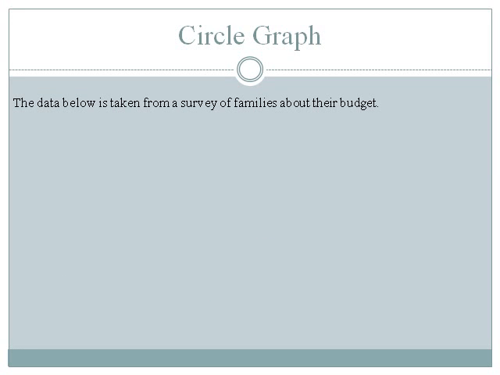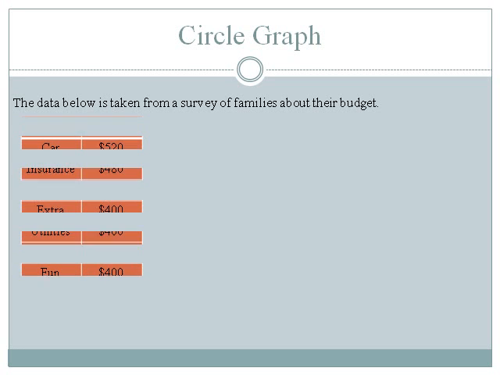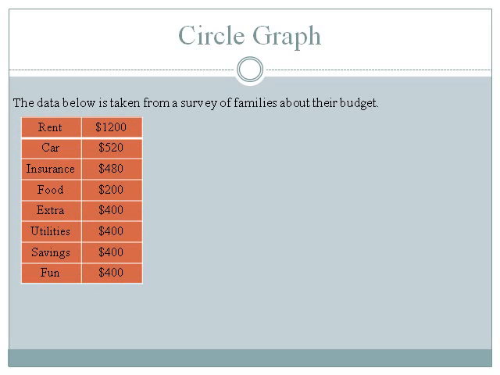We're going to look at another type of circle graph. This data is taken from a survey of families about their budget. There's going to be a few more pieces of data here. It ranges from all the different things that come up in making a budget. And it shows the cost on the right and the expense on the left.